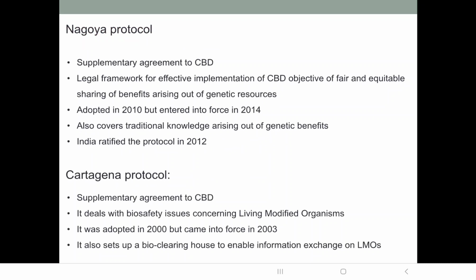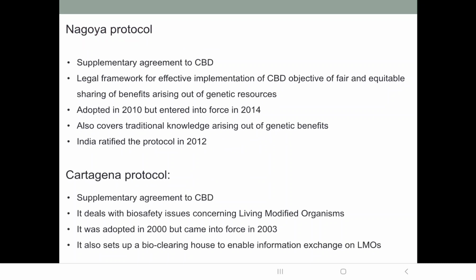Then it has a biosafety clearing house. The biosafety clearing house provides information to the countries on these living modified organisms. Suppose I am party to the Cartagena Protocol and a new novel product, a living modified organism or genetically modified organism, has come into the market, and I want some information on that product. So I can access the biosafety clearing house, which is established under this protocol. I can get all the information regarding the LMO.